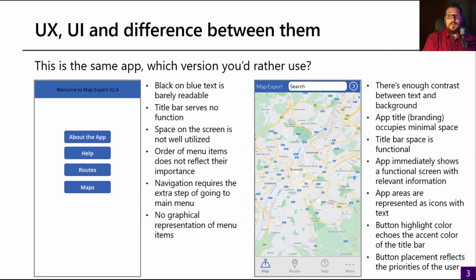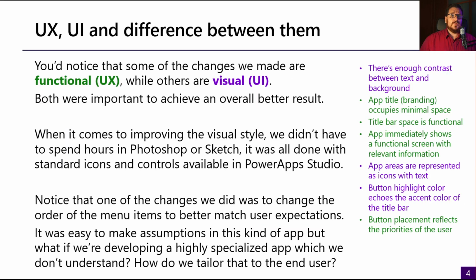And finally, the placement of the buttons reflects the actual priorities of the user. So we have the map first, then the routes, then help in case you need it, and then more. And in the more, we probably have the about button and some other buttons which are rarely used by the user. You would notice that some of the changes that were made are functional and some are visual, and both are important for a good overall result.